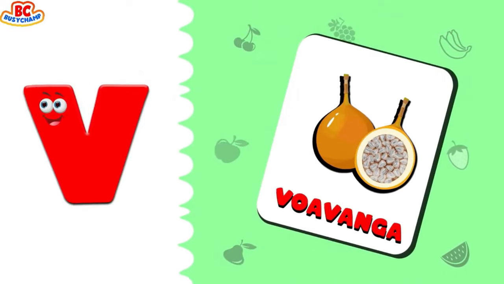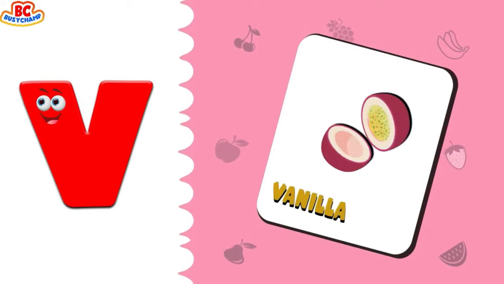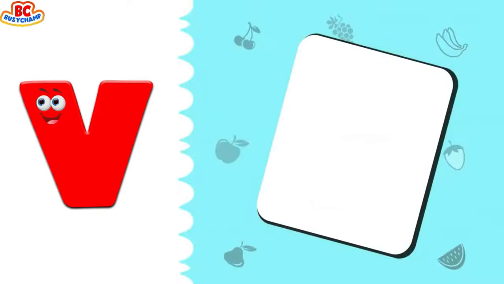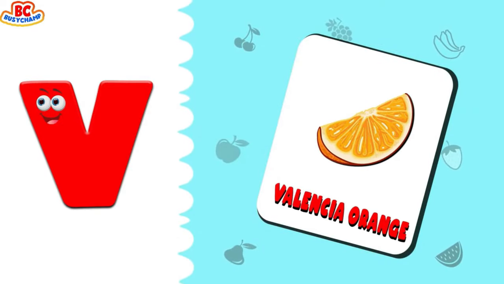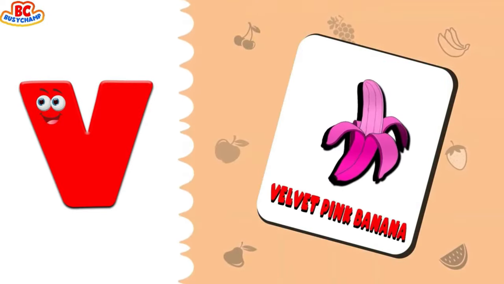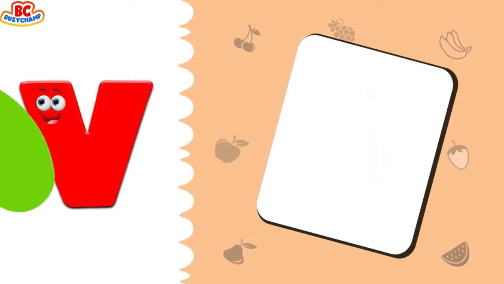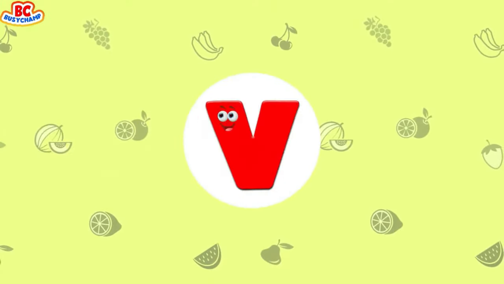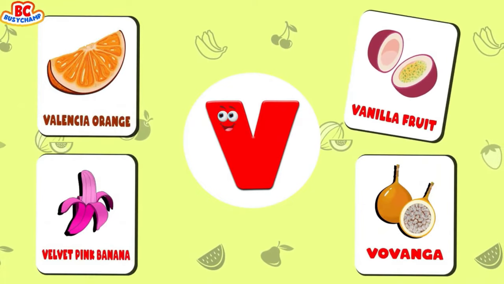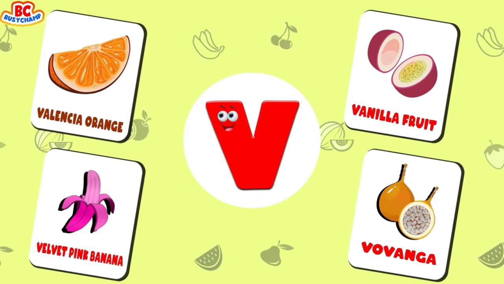V for vuvanga. V for vanilla fruit. V for Valencia orange. V for violet pink banana. Vanilla fruit, Valencia orange, violet pink banana, vuvanga.